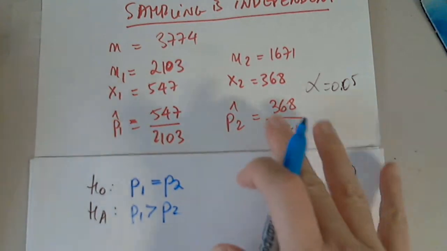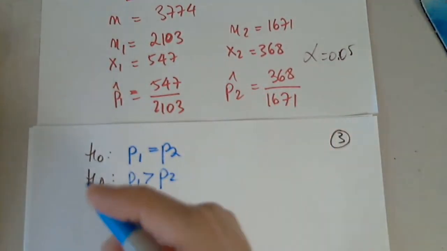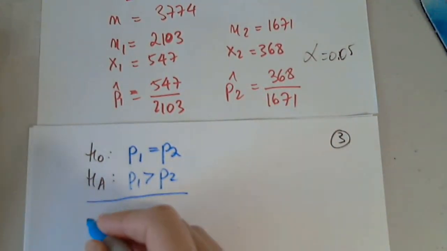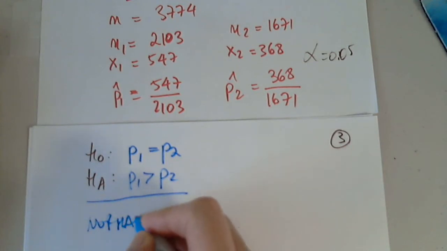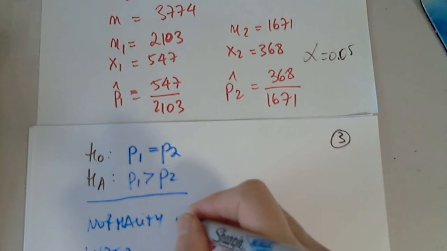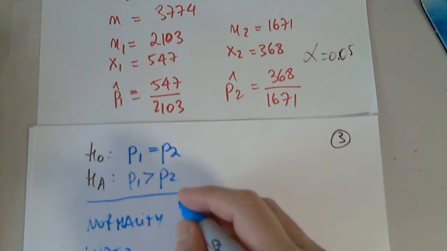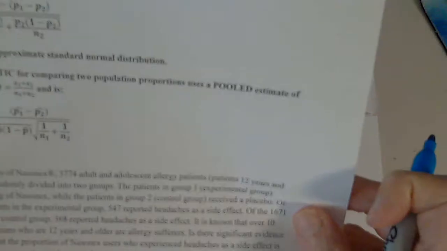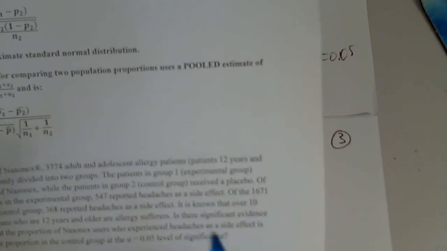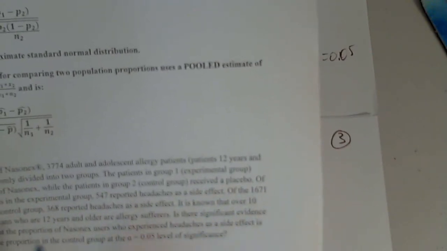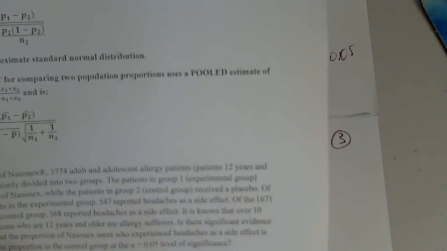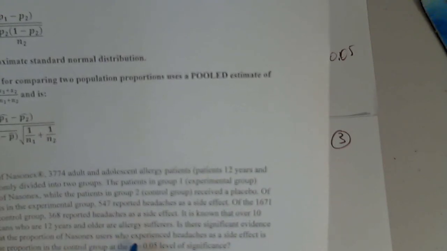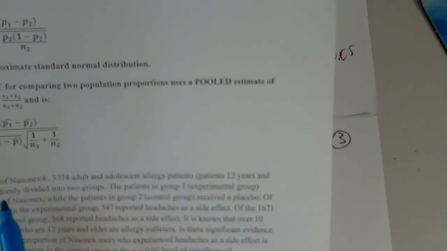Okay. Now before we continue, we have to test the normality and independence. The normality would be: it is known that over 10 million Americans who are 12 years and older are allergy sufferers.